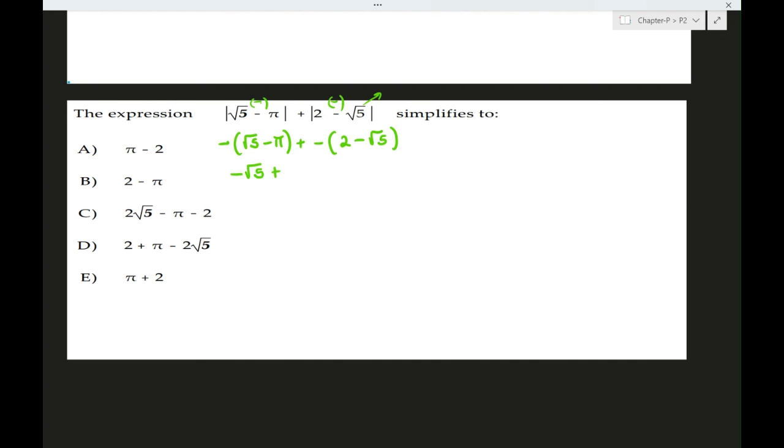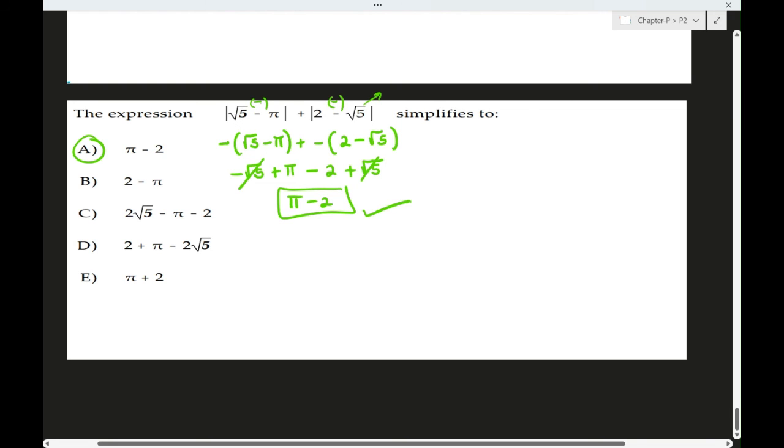So this will become minus root 5 plus pi. Then this will be minus 2 plus root 5. And here what will happen is that this and this will cancel. So you just have pi minus 2. And this is the answer.